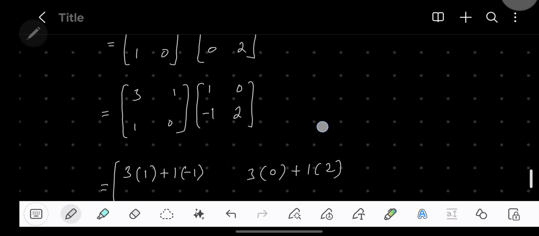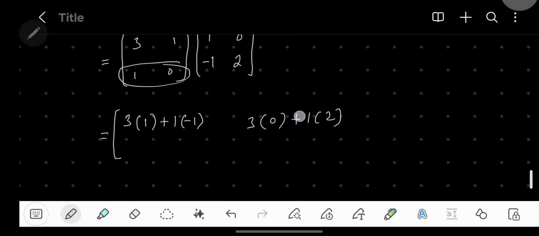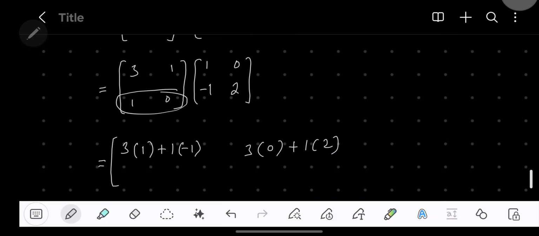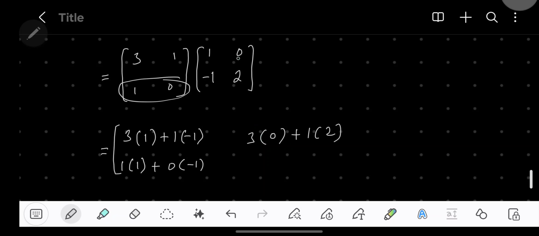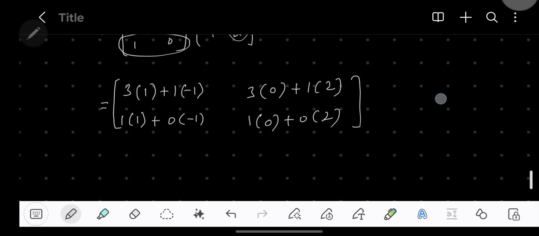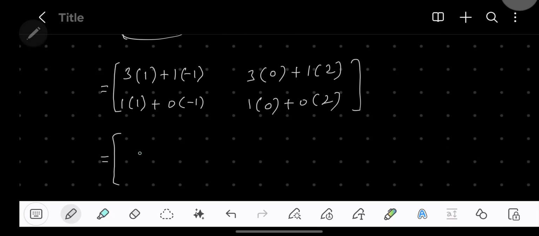Then I will pick the second row and go to the first column, which is 1 times 1 plus 0 times minus 1. Again the second row but the second column, which is 1 times 0 plus 0 times 2. If I do these calculations, it is 3 minus 1, which is 2. Here I have 0 plus 2. Here I have 1. Here I have 0.